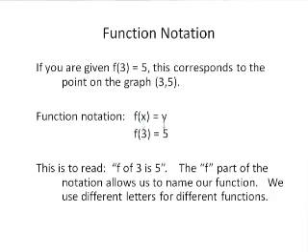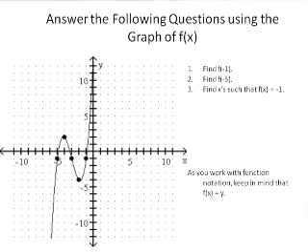When we state f of 3 is 5, we are referring to a point on the graph of f of x that has an x-coordinate of 3 and a y-coordinate of 5. Here is an example that uses function notation.